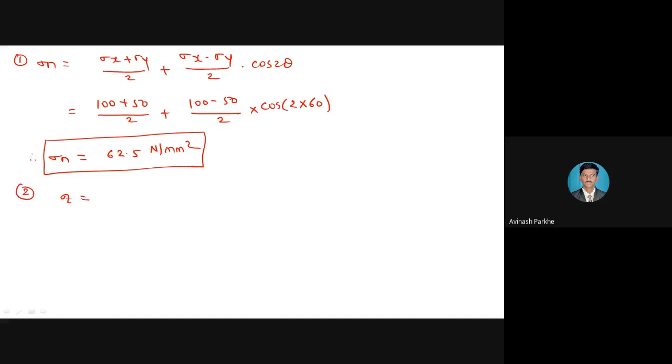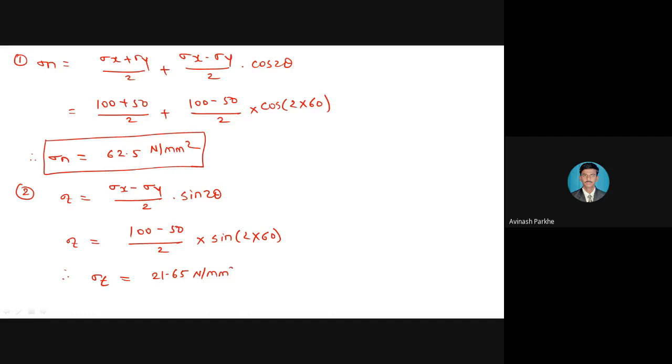Then sigma t. Again, we have a separate formula in terms of sigma x and sigma y: (sigma x minus sigma y) divided by 2 into sine 2 theta. So sigma t is equal to 100 minus 50 divided by 2 into sine 2 into 60. So you will get sigma t. I hope everyone has calculated 21.65 Newton per mm square. This is the tangential stress, which is also called the shear stress.